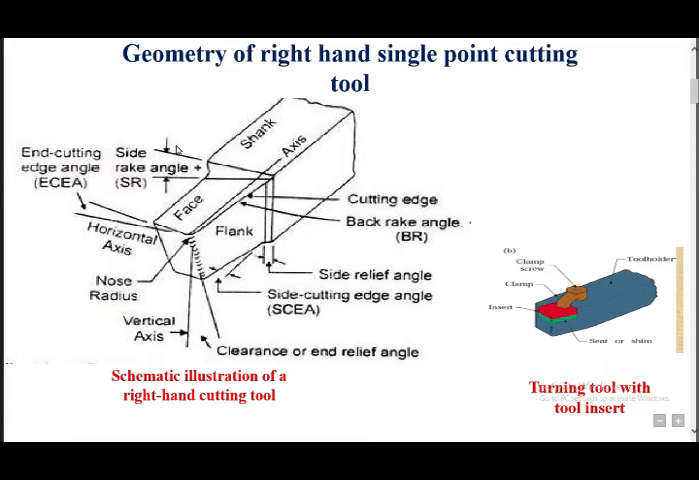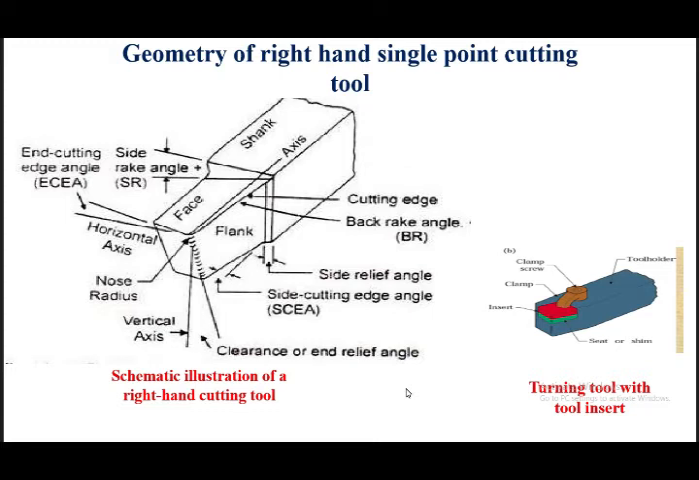Next, clearance angle or relief angle. Here there are two relief angles, side relief angle and end relief angle. These are the slopes ground downwards from the cutting edges. These are two clearance angles, namely side clearance angle and end clearance angle. This is given to the tool to prevent rubbing of the job on the tool.